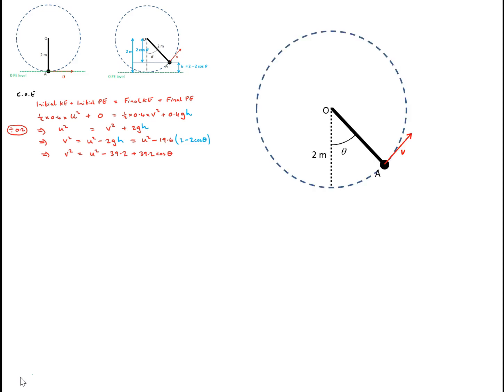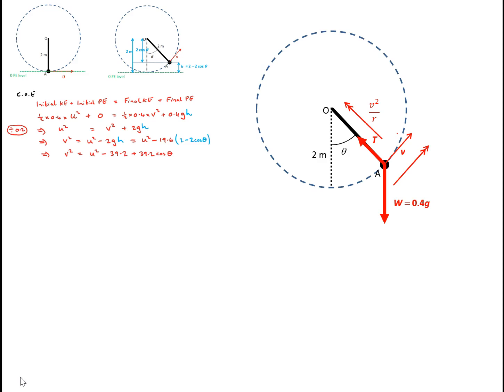We need a new diagram now to become our force diagram so that we can apply Newton's second law. The forces acting on A are its weight, 0.4 g, and the tension in the string, OA. We know that there is an acceleration towards the centre of the circle of size v squared over r. And we also know that there is a tangential acceleration acting. It's a good idea to put this tangential acceleration onto the diagram, even though it's very unlikely that we'll need to use it in answering the question.